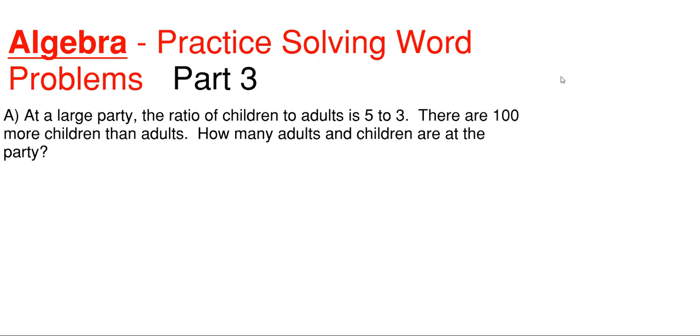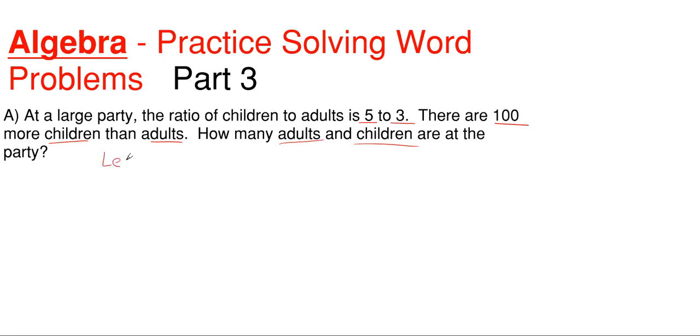Well, with any algebra problem, especially a word problem, you have to dissect the sentences. So we know that there are 100 more children than adults, and we have a ratio of children to adults, meaning there are 5 children for every 3 adults. And we need to determine how many adults and how many children.